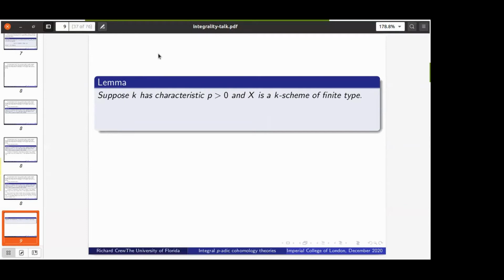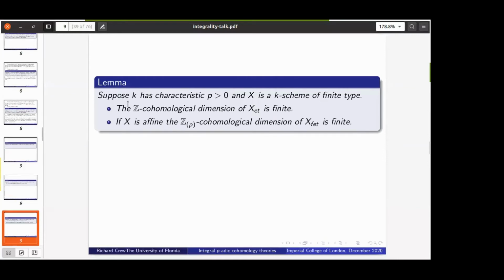Our lemma about cohomological dimension is as follows. Suppose K has positive characteristic p, and X is a K scheme of finite type. Then the Z cohomological dimension of the étale topos is finite. And if X is affine, then the Z localized at p cohomological dimension of the finite étale topos is also finite.